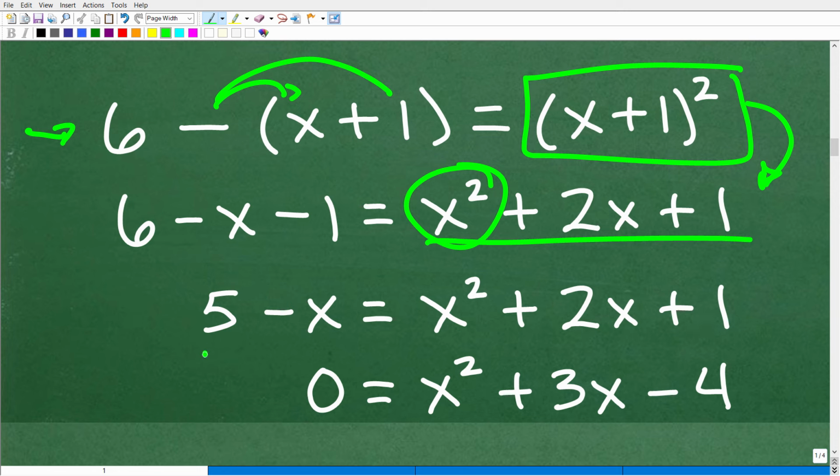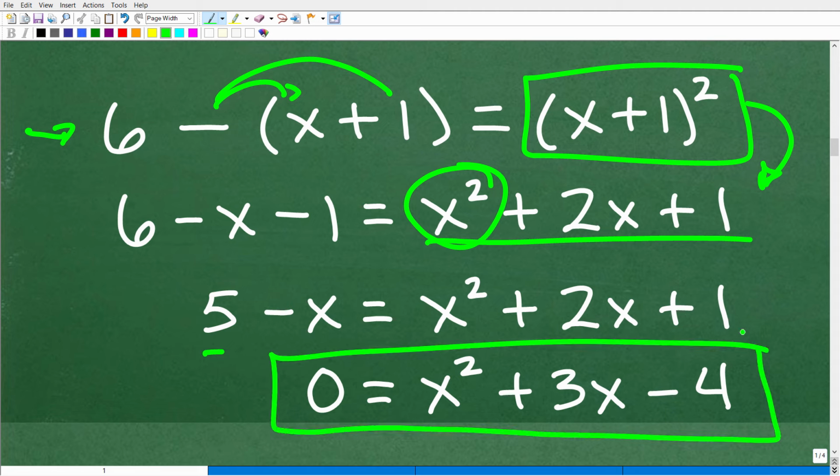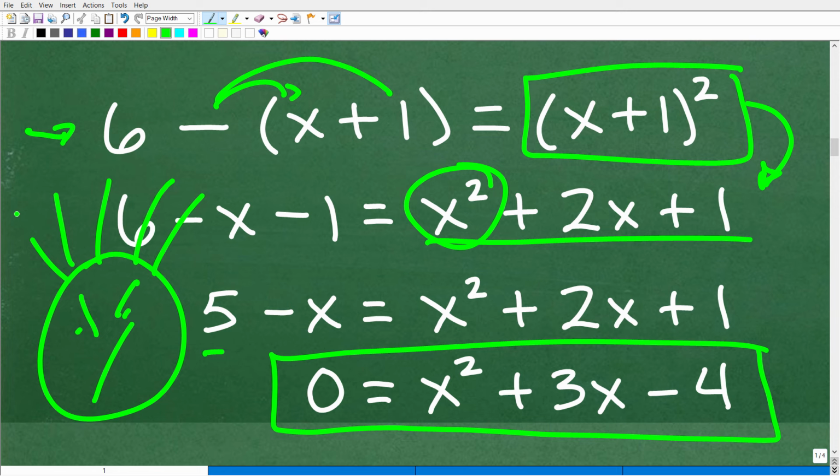So 6 minus 1 is 5, so we have 5 minus x. And then when I move the 5 and x over here to this side of the equation, I have 0 is equal to x squared plus 3x minus 4. Okay, so some of you might be like, okay, this is a reason why I hate algebra. There's so many steps. Well, listen, if you think this is a lot of work, wait till you get into calculus or pre-calculus. This is nothing. This is just a warm up, a nice little stretch. But no problem. Again, we're just taking a journey one step at a time. Okay, so now we have to solve this lovely quadratic equation. And that is what we're going to do next.